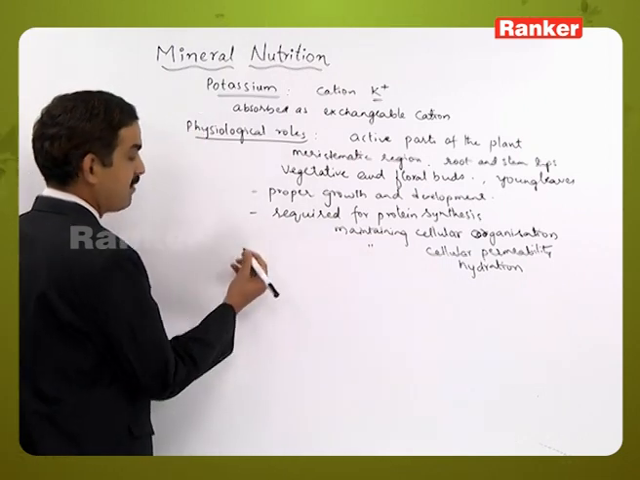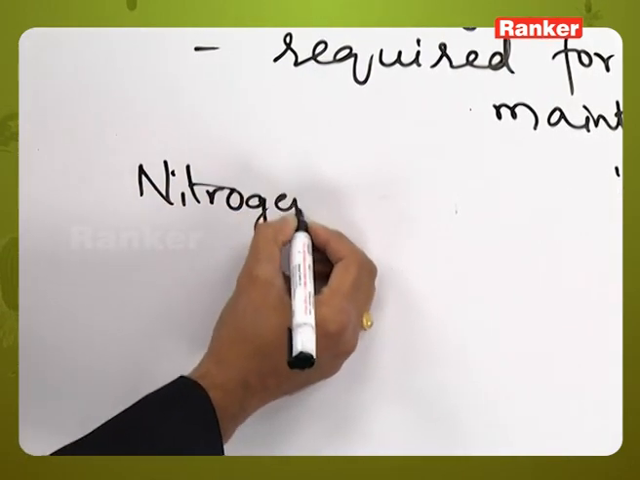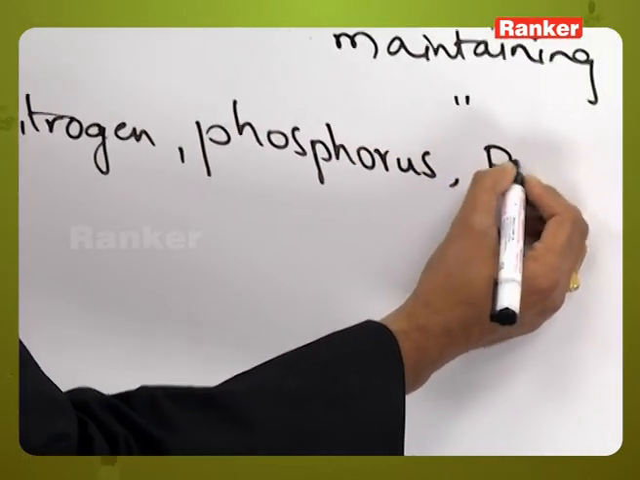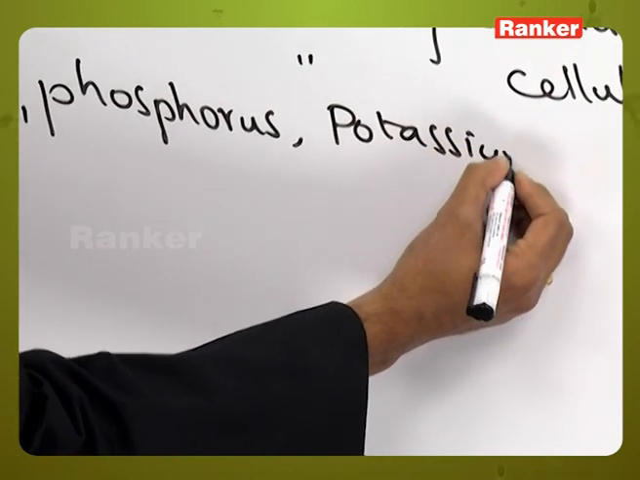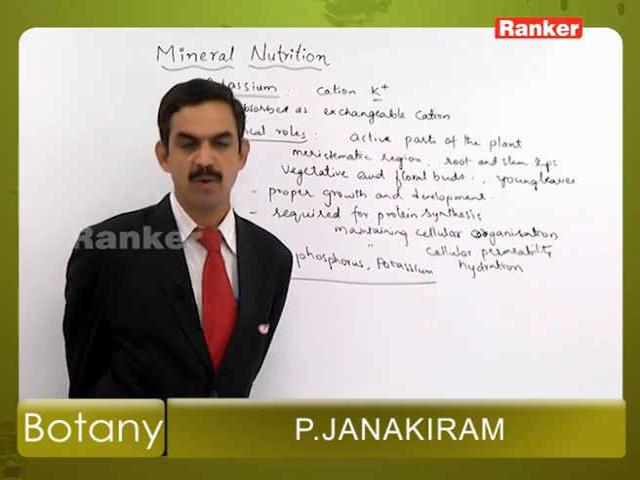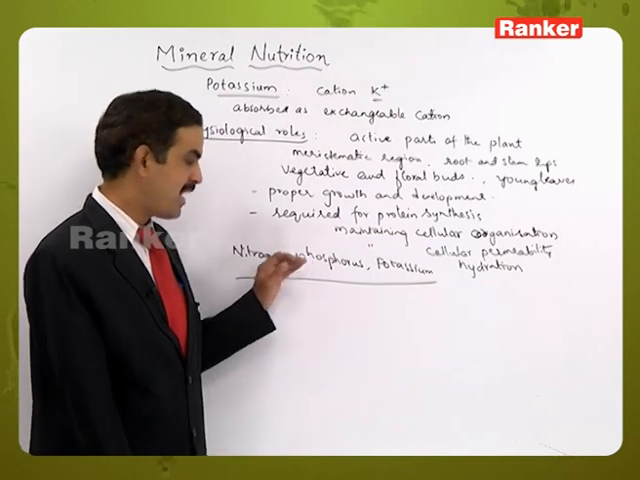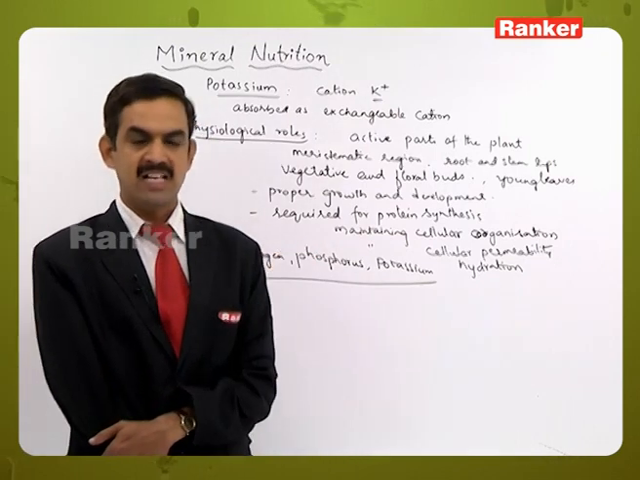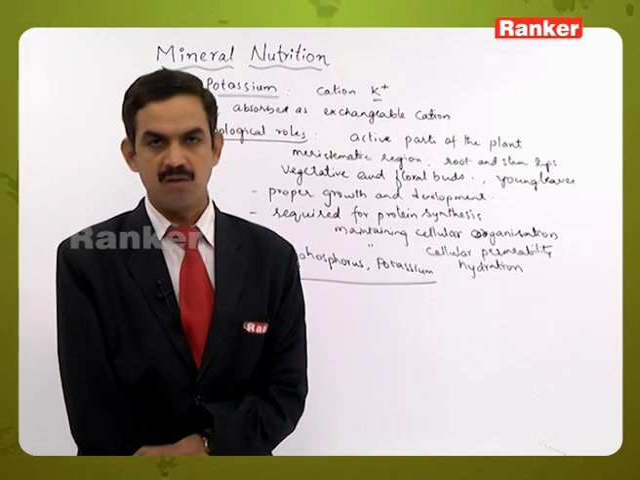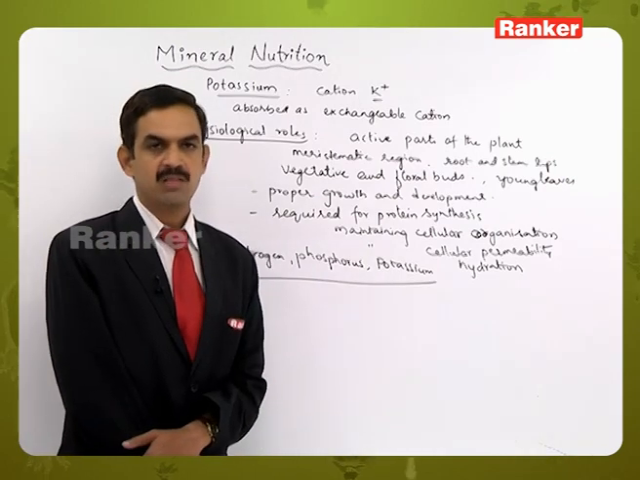Here these are the three major ones, that is nitrogen, phosphorus and potassium. These are the mineral elements which are required in larger quantities when compared to the other mineral elements by the plant. Why? Because these are the major constituent parts of the cell composition and also the major constituent part of the majority of the biomolecules which are required for the growth and development of the plants.